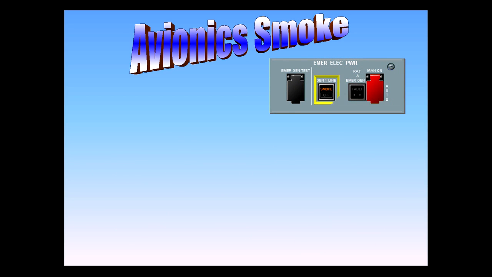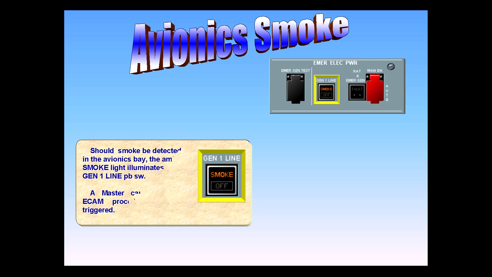Should smoke be detected in the avionics bay, the amber smoke light illuminates on the generator 1 line push-button switch. A master caution and an ECAM procedure are also triggered. When the generator 1 line push-button switch is pressed, generator 1 is disconnected from AC bus number 1 and is connected directly to a fuel pumps bus, which powers the number 1 fuel pump in each main tank.